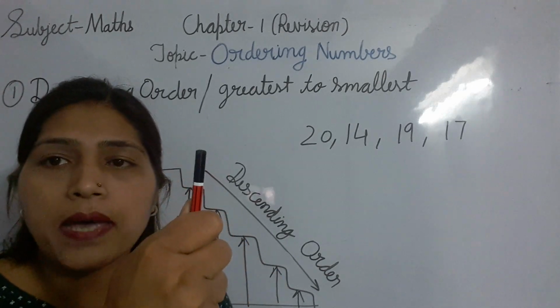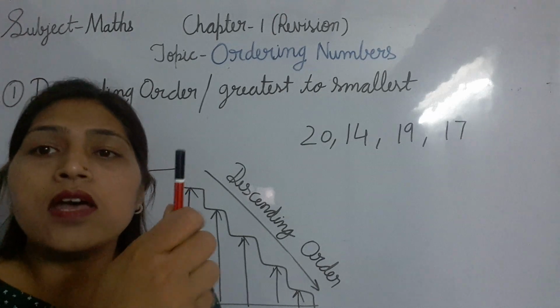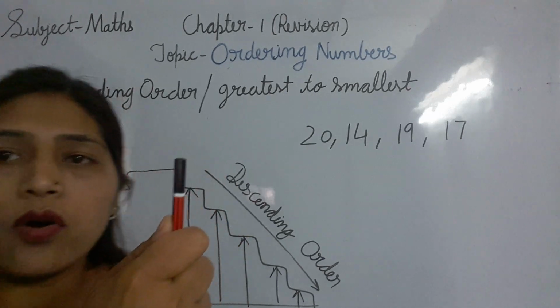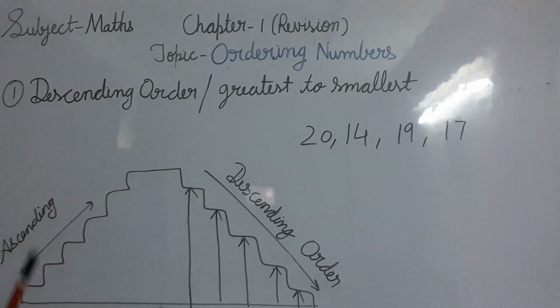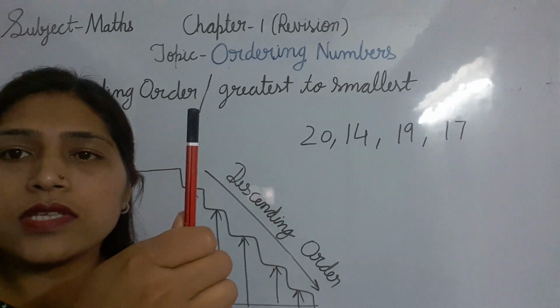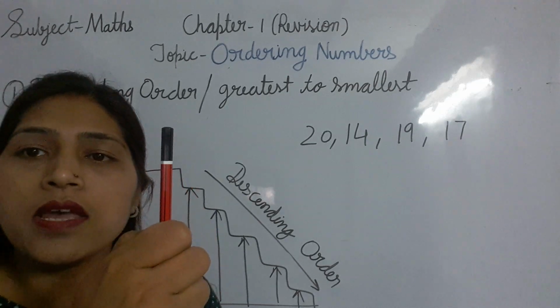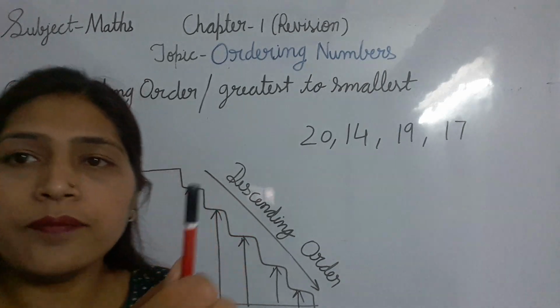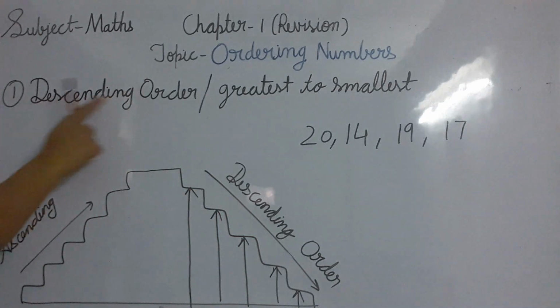If you will use this pencil, if you will sharpen this pencil, the length of the pencil will decrease. Decrease means now I have the greatest one. Now slowly when I will use this, the height will decrease. It means it is moving greatest to smallest. Clear? Greatest to smallest means descending order.